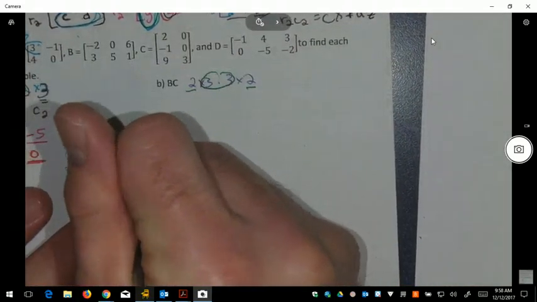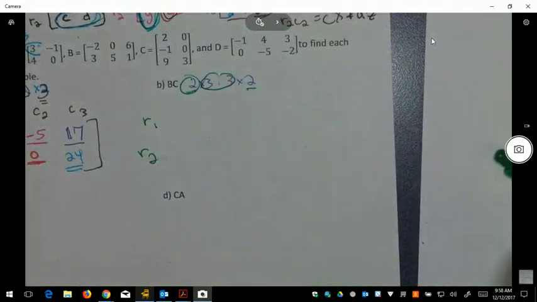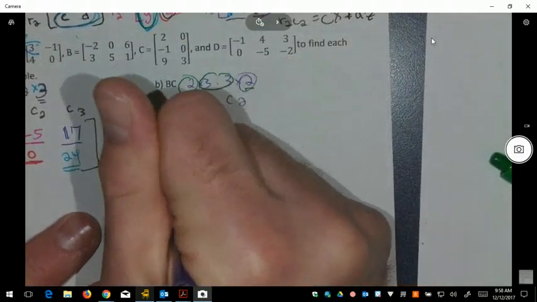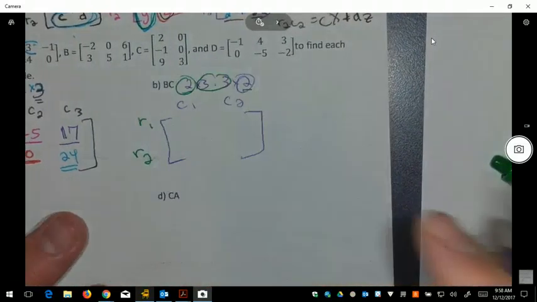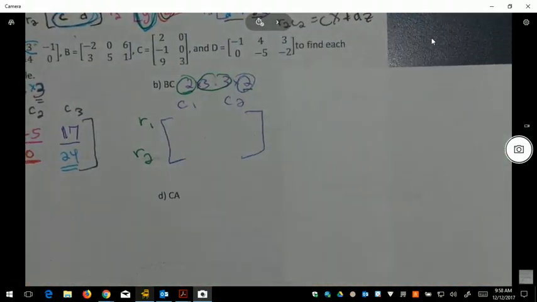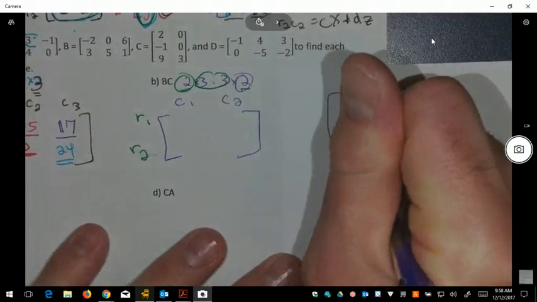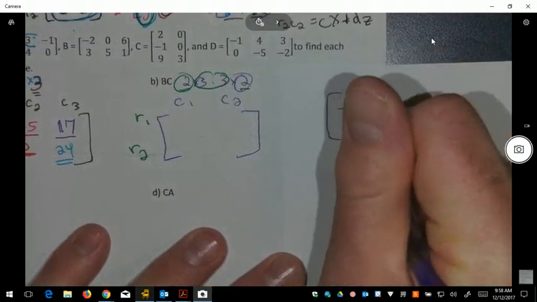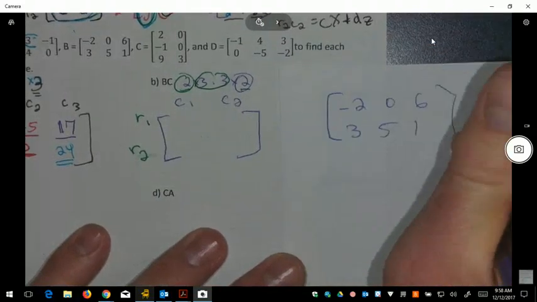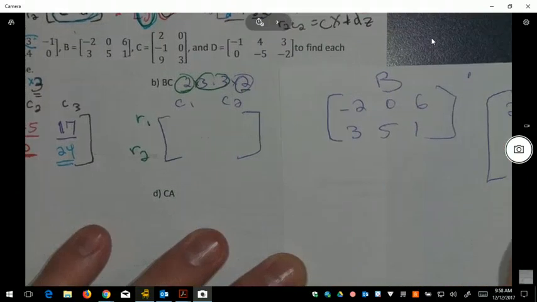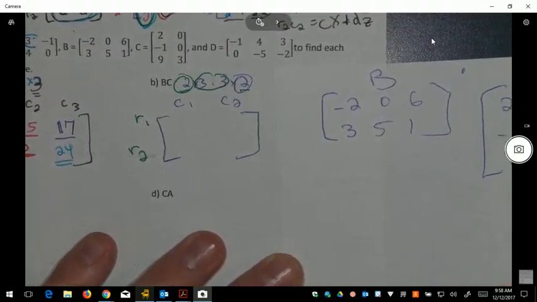So I need a row 1 and a row 2, and then I need a column 1 and a column 2 in my final matrix. Well, I'm going to write these out. B I put on the left, -2, 0, 6, 3, 5, 1. C I put on the right, 2, 0, -1, 0, 9, 3.